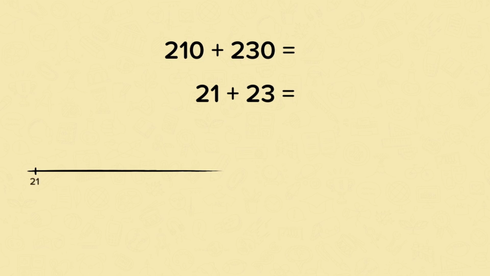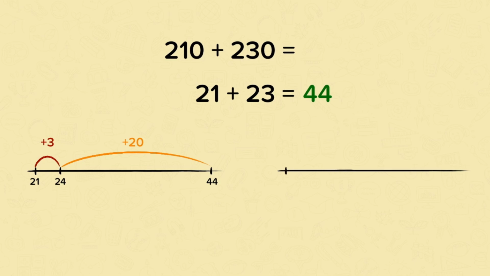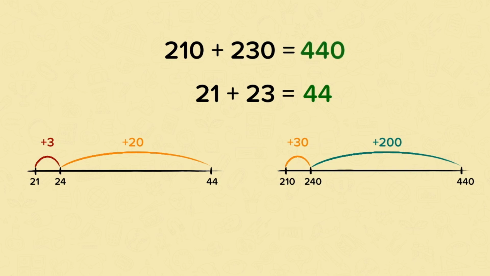So 21, add the 3, which are the 1s, that's 24. Add the 10s, which is 20, gets us to 44. Now, let's go back to our original calculation. We're starting at 210, and instead of adding the 1s, we add the 10s, which are 30. 210 add 30 is 240, and then we add 200, and that's 440. So the answer is 10 times more.